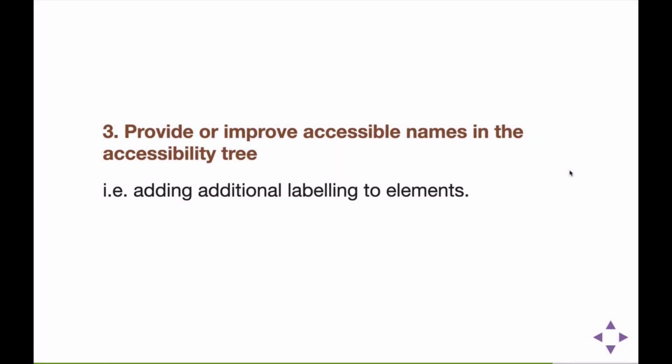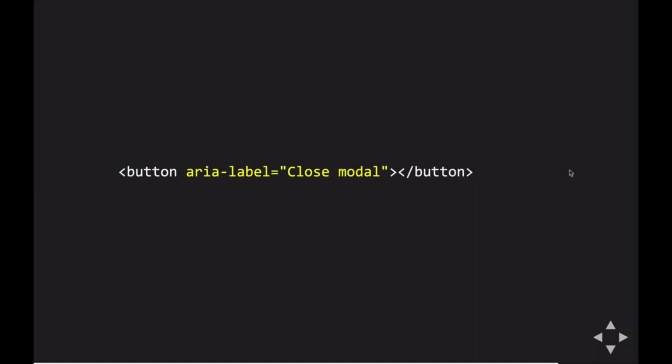The third thing ARIA can do is provide or improve accessible names in the accessibility tree. So here we have a button again. We're really on buttons today. We have button, aria-label equals close modal. Now, as in this case, there's no content inside the button, so it's got no accessible name. So by putting aria-label close modal, we've actually given it a much better accessible name.